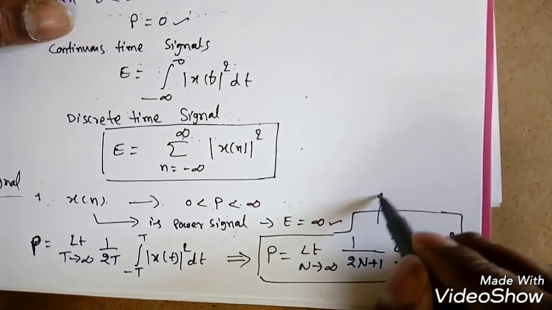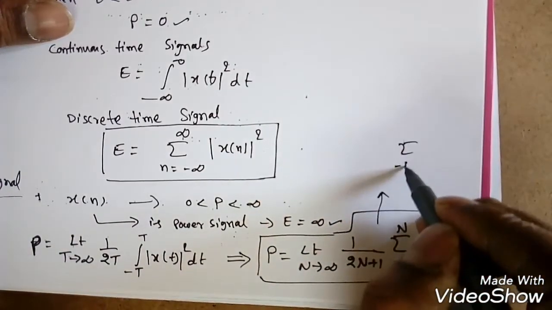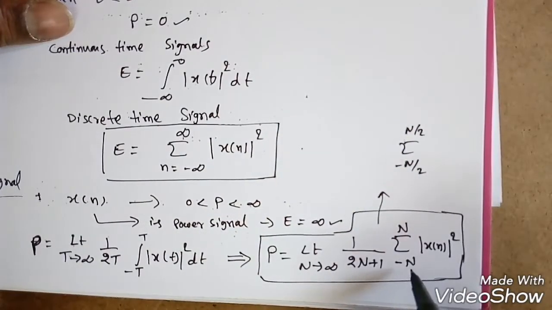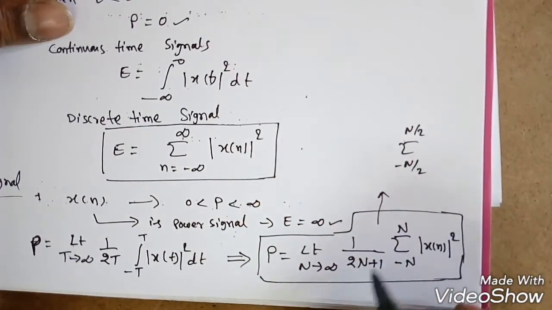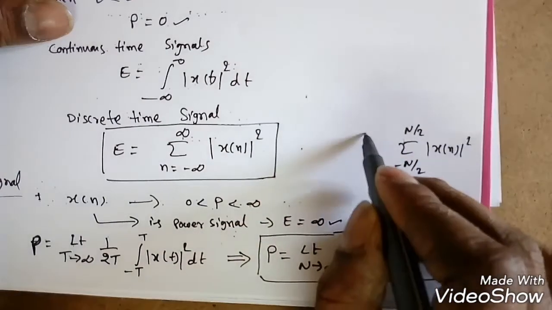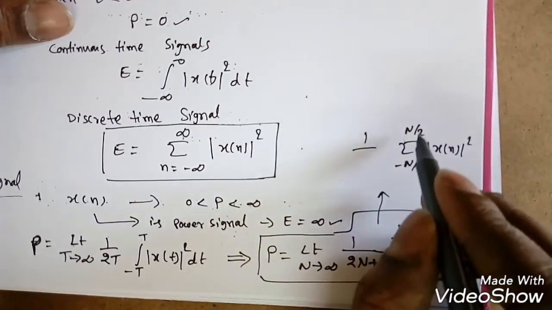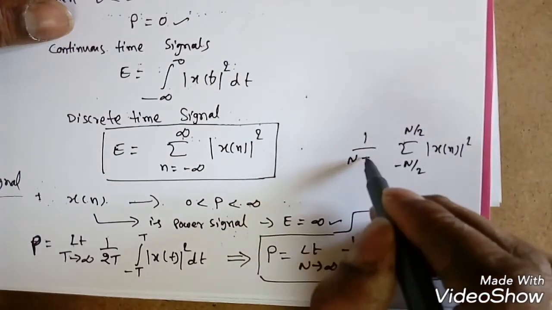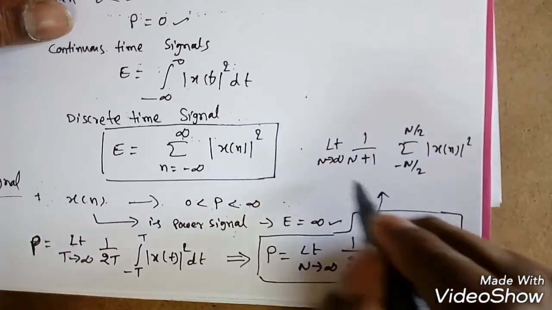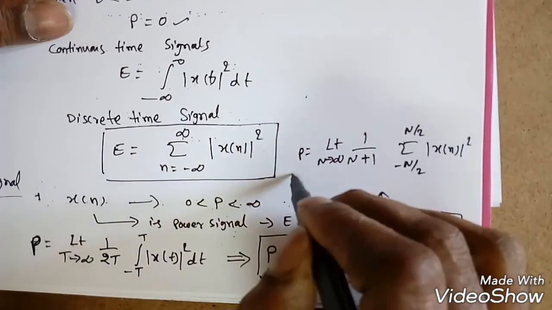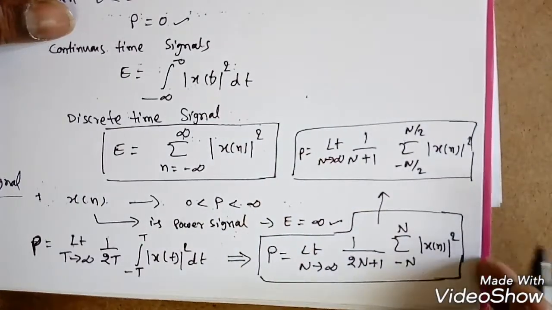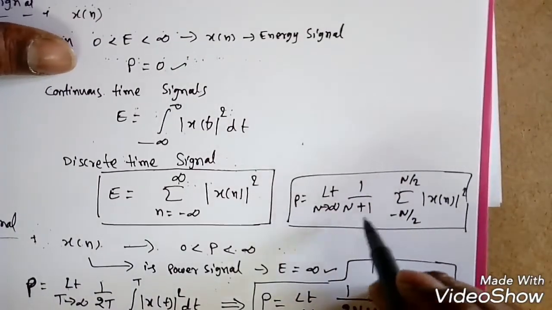Suppose it will change to minus n by 2 to n by 2. If it is minus n to n, we will get 2n plus 1. If it is n by 2 to n by 2, we will get 1 by, what is the difference, n plus 1, and this will become n tends to infinity. This is the power, so depending on the time period, it will change. Now why is this n plus 1?